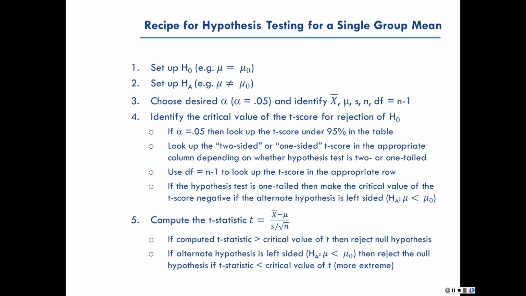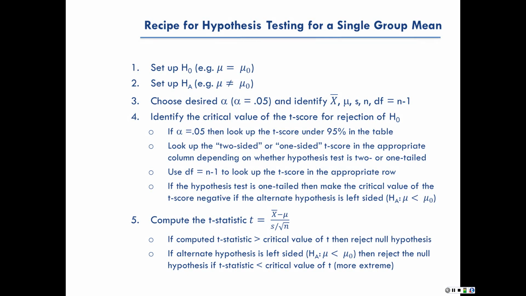So here's the recipe. We set up our null hypothesis, set up our alternate hypothesis, choose our desired alpha value, typically that's 0.05, and then we need to identify the sample mean, x bar, the population mean, mu, the sample standard deviation, s, and sample size, n, and our degrees of freedom, equal to n-1. And then we want to identify the critical value of the t-score for rejection of the null hypothesis. Again, I've posted this recipe on Blackboard for your reference when you're working through problems.